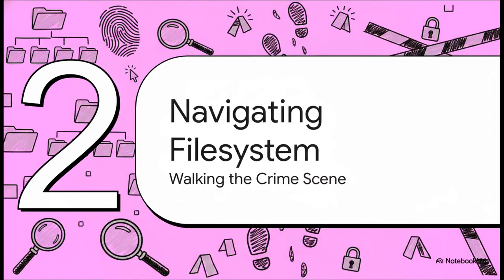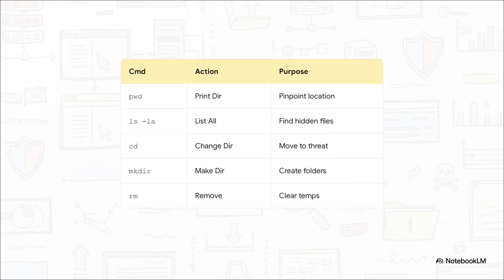Moving on to Segment 2, navigating the Linux file system, or as I like to call it, walking the crime scene. Think of a breached file system like a literal digital crime scene. You've got to know how to walk around it without trampling all over the evidence. So these are your essential movement commands. And remember, as defenders, we aren't just blindly typing commands. We are actively hunting for anomalies.